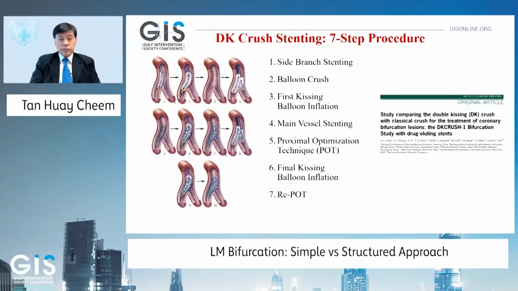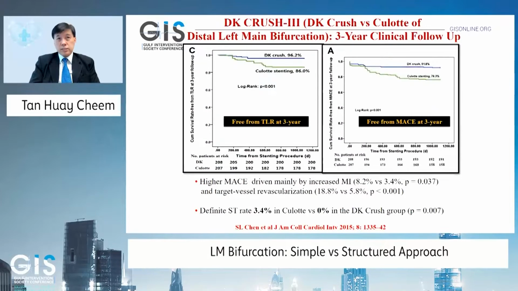this is a trial obviously employing the strategy of DK Crush stenting, which is a 7-step procedure first devised in 2003 following the experience with the classic crush, where there was a high incidence of failed side branch crossing. So Dr. Chen from China has come out with this DK Crush. And this DK Crush technique has actually spent around 16 years in terms of clinical trial evaluation.